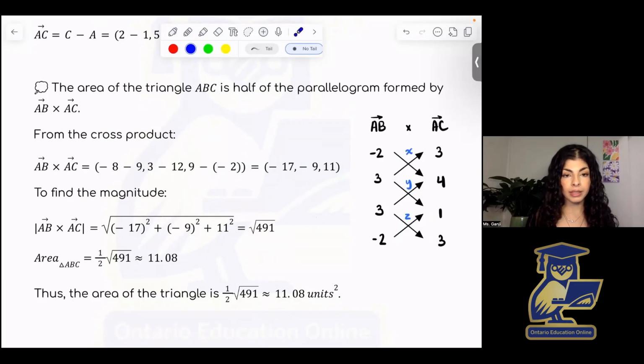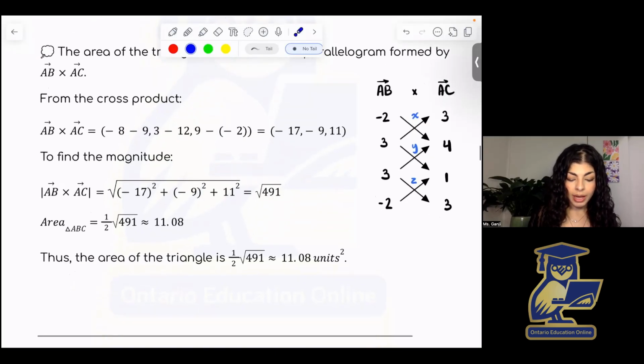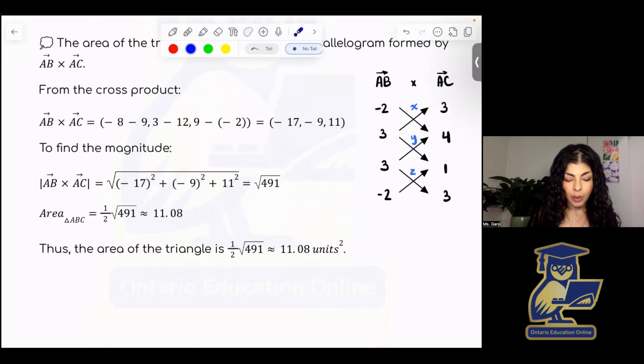So now we find the magnitude, which will give me the area of the parallelogram. So the magnitude will be negative 17 squared plus negative 9 squared plus 11 squared, and if we take the square root, that is the square root of 491. Now the area of the triangle is going to be half of that. So half of square root of 491 is approximately 11.08.